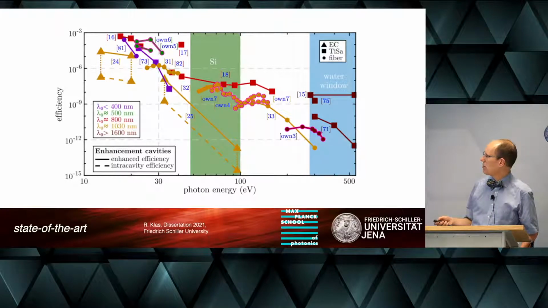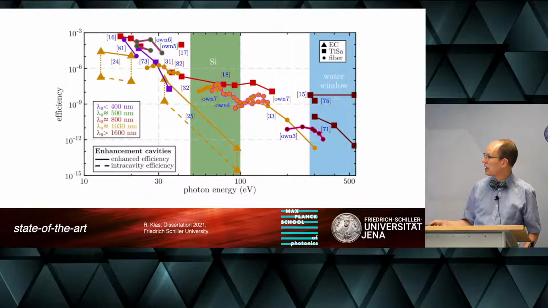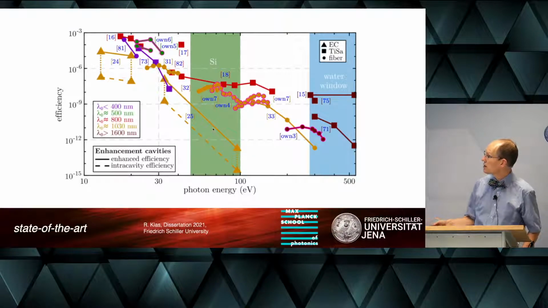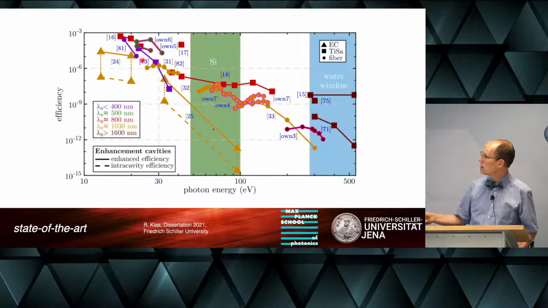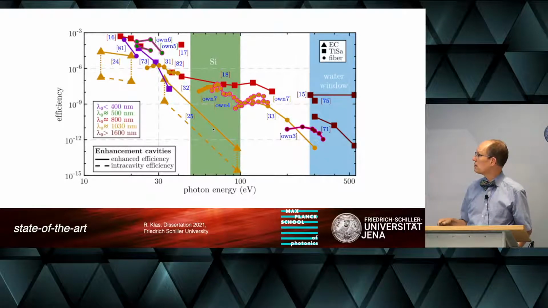And this here is a map of what has been done, showing which efficiencies can be reached in different spectral regions. This is the so-called silicon window, actually between 30 and 100 eV. There the efficiency of high harmonic generation is fairly high, about 10 to the -7 or so. At even lower photon energies, it can go up to 10 to the -4 or even 10 to the -3.